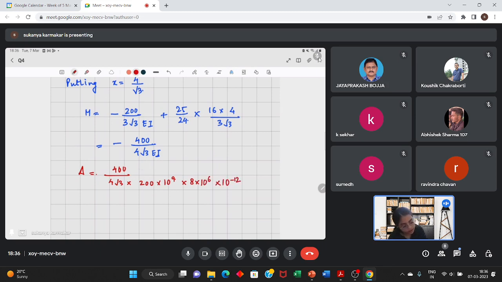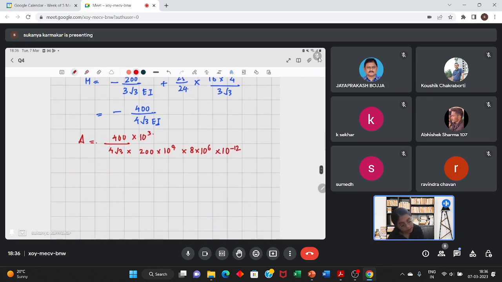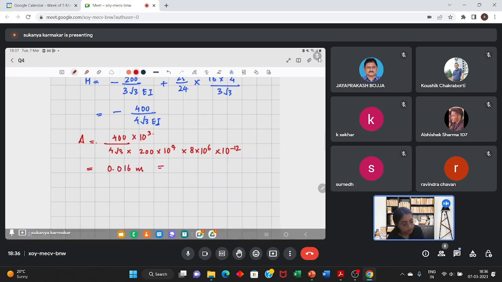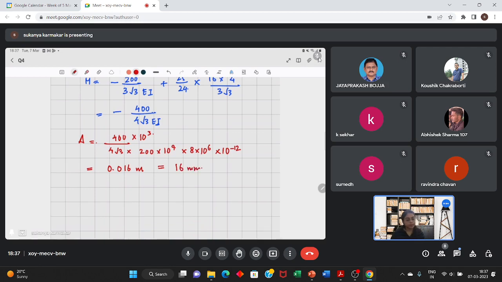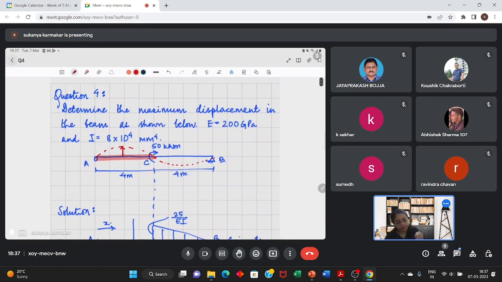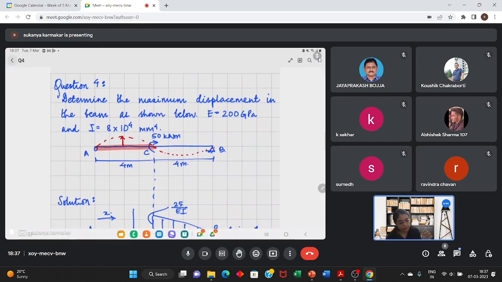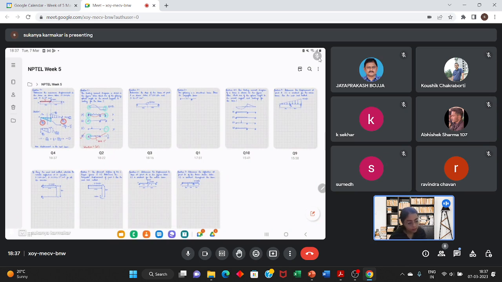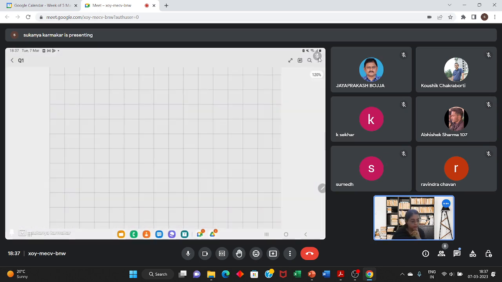Now everything is in meters. So in meters it is 0.016 meter, or in mm it is 16 mm. So this is the deflection of the beam. I hope this question is clear. Now let's do this question.